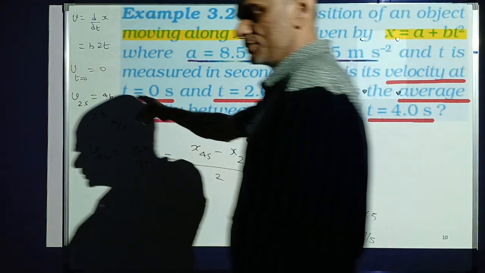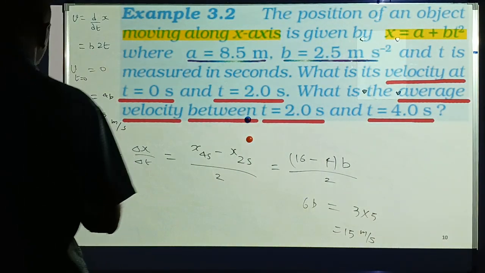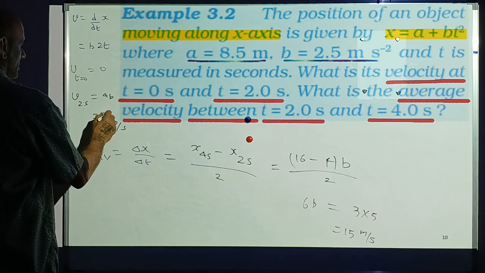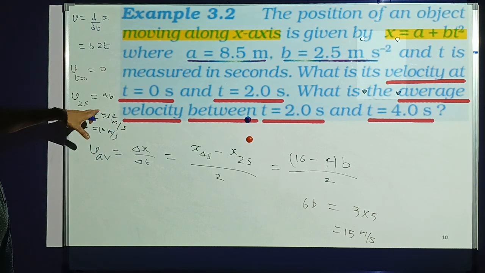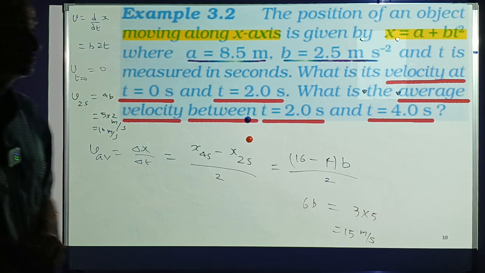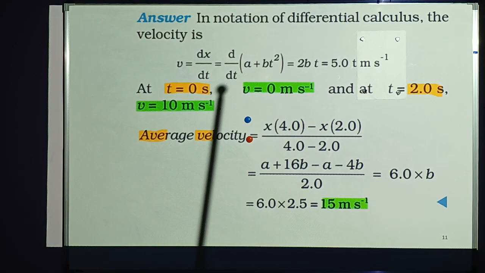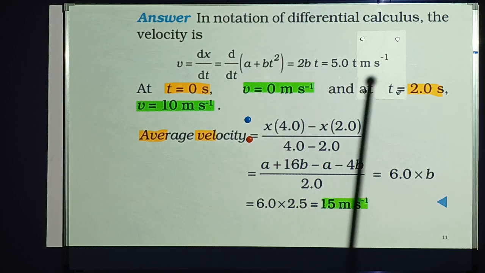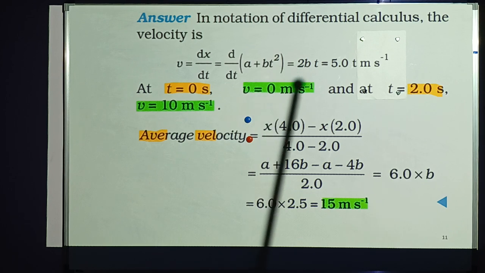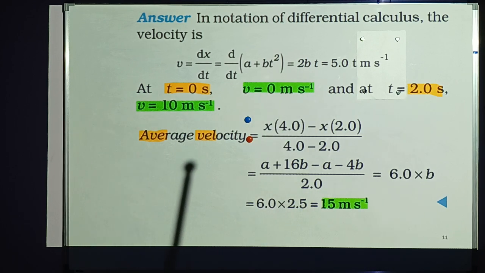Velocity at the end of 2 seconds is 4b, and b is 5 by 2, so 2 will cancel, so it's 10 meter per second. So velocity is dx by dt, and x is given as a plus bt square. So that will give 2bt, so 5t meter per second. At t equal to 0, it's 0, and at t equal to 2, it is 10 meter per second. Average velocity is displacement over the time interval, that's 2 seconds to 4 seconds, which is x4 minus x2. Remember the time interval is 2 seconds. So from this, you will get 15 meter per second.